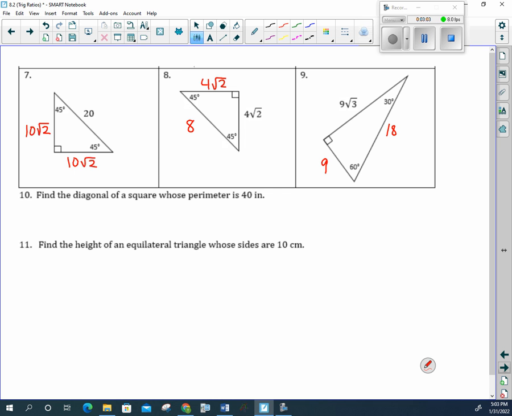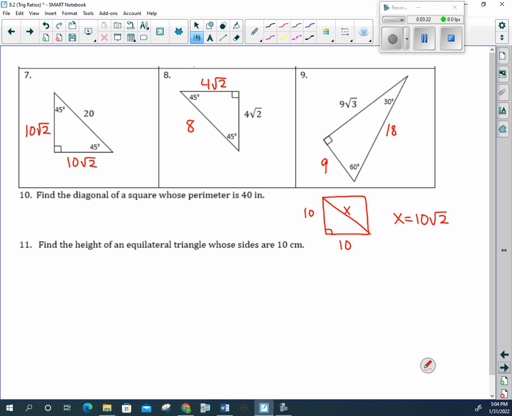Find the diagonal of a square whose perimeter is 40, so here's our square. If the perimeter is 40, that means all the sides are 10. So that means this is now a 45, 45. So x is our hypotenuse, so that means x is 10 root 2.